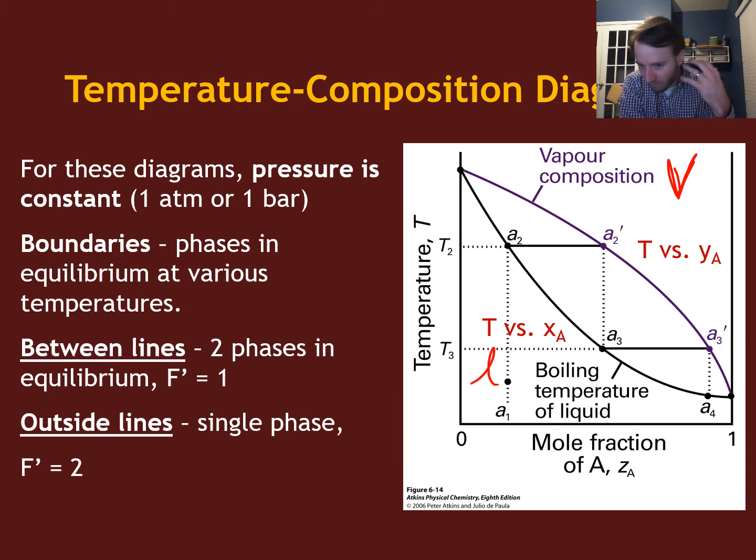We're assuming for this process that the pressure remains constant. Again, the boundaries give us the equilibrium temperatures between these different phases, and between the lines you have two phases in equilibrium. So it's the same type of thing as the pressure versus mole fraction phase diagrams in the previous video, but here we just have temperature.